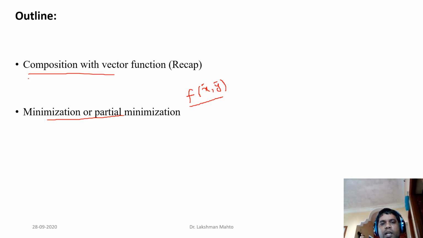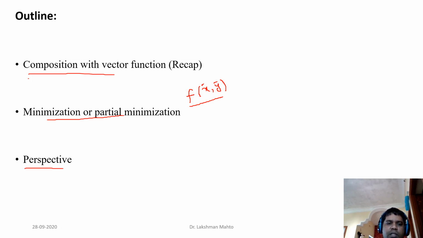But from a general perspective, if you minimize a function, then the minimization of a function does not preserve convexity. But partial minimization preserves the convexity of a function. And later I will discuss perspective.